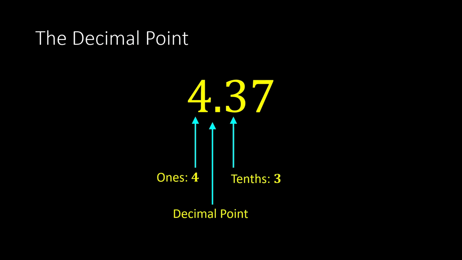Let's now take a look at the decimal point in more detail. The position of each digit is important. Immediately after the decimal point are the tenths, and next come the hundredths. So, in this example, 4.37 means 4 ones, and then the decimal point, and 3 tenths, and 7 hundredths.